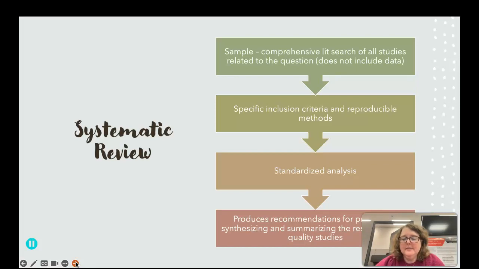We also have systematic reviews. Systematic reviews involve a comprehensive lit search of all studies related to the question. This does not necessarily include the data included in those studies. These have specific inclusion criteria and reproducible methods, and they have a standardized analysis. These produce recommendations for practice by synthesizing and summarizing the results of high-quality studies. These can appraise diagnostic tests, treatments, outcome measures, and prognostic factors.